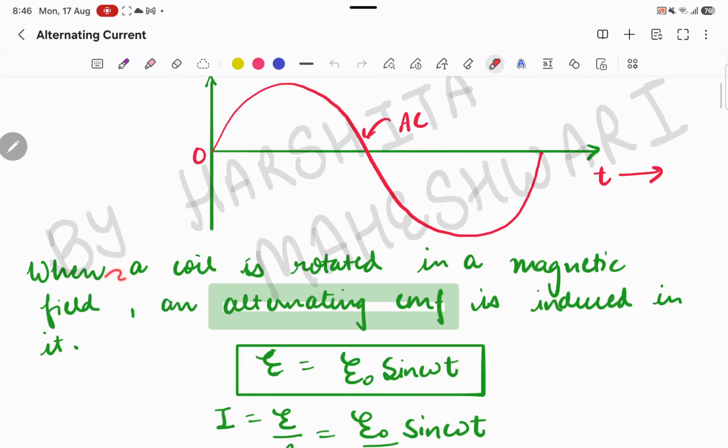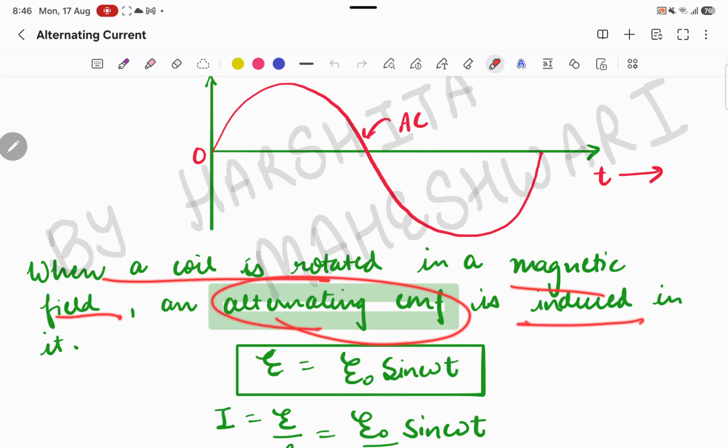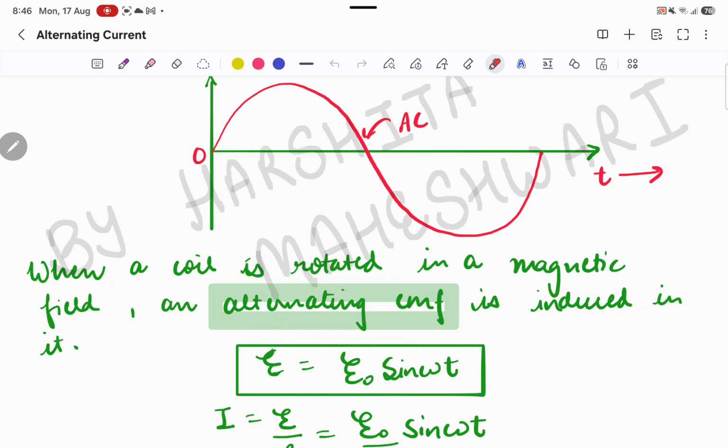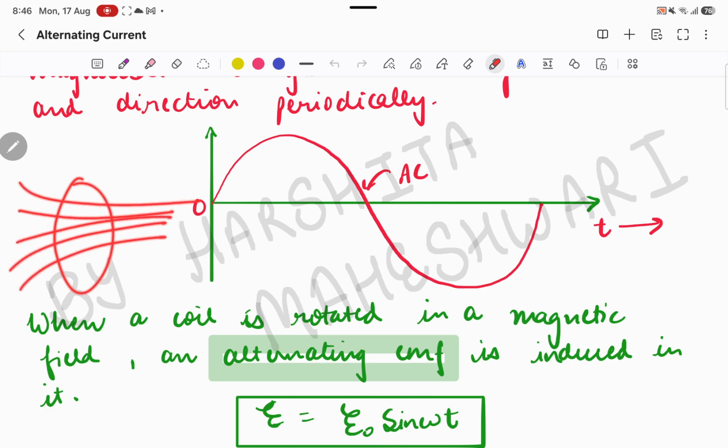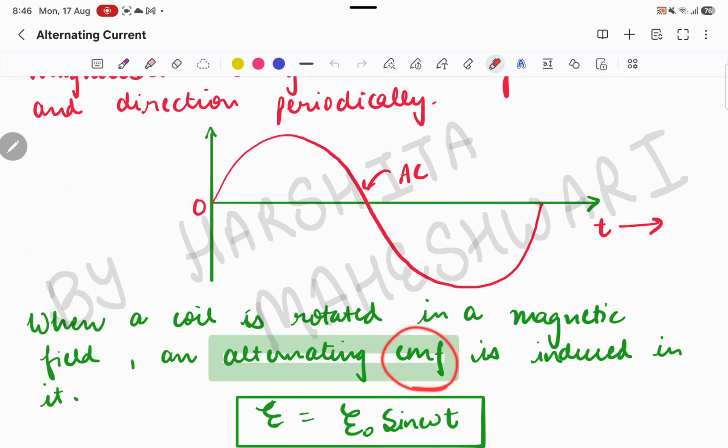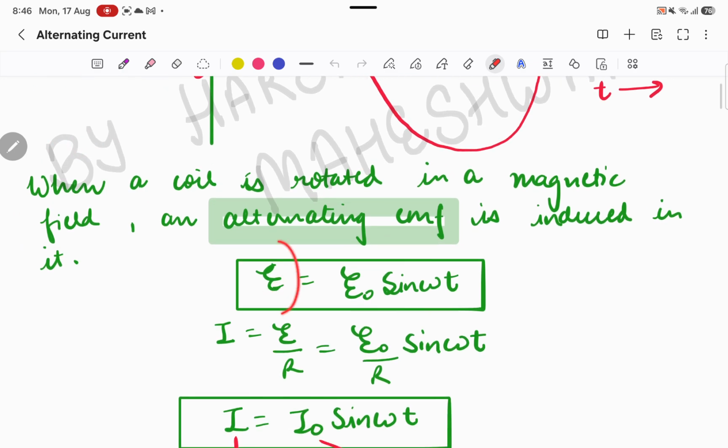Now when a coil is rotated in a magnetic field, then an alternating EMF is induced. We already understood in the previous chapter, that is electromagnetic induction, what EMF is and how it gets induced. So when a coil is rotated, for example, I am putting the coil here and rotating it clockwise or anti-clockwise, any position, then what will happen? It will change the flux which is linked with that coil. Flux means the number of lines linked with the coil, and due to that the EMF will be induced. So we have the formula of the induced EMF, that is the original value E naught multiplied by sin omega t.